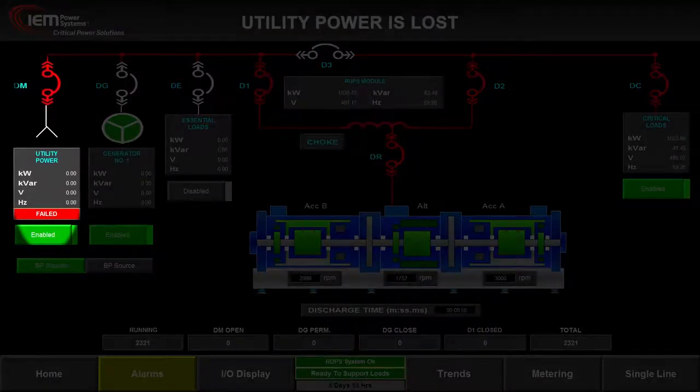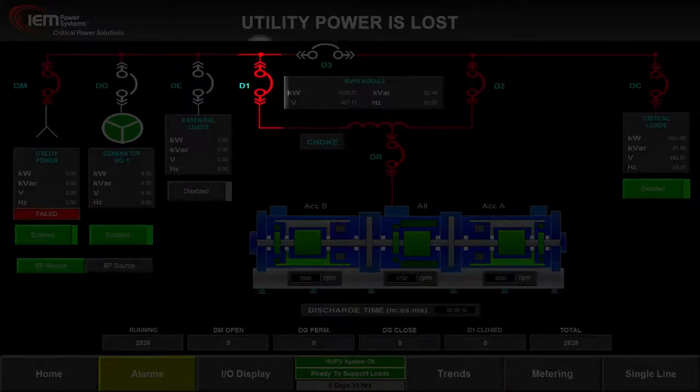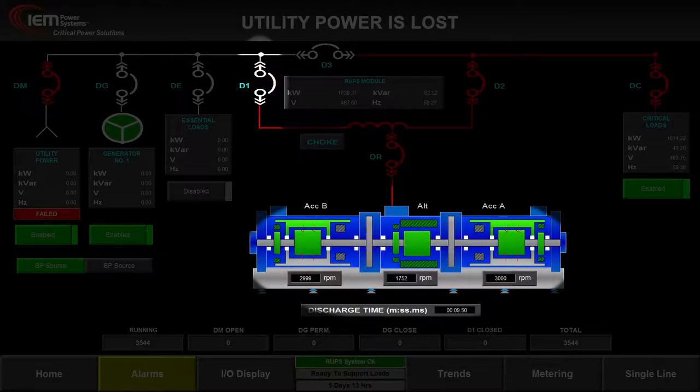At this point, utility power fails, but breaker DM remains closed to allow the return of utility power if it is a short power cut. Breaker D1 opens, isolating the system from the utility. If the utility returns, the UPS will synchronize across D1. The UPS now provides all power to the critical load.